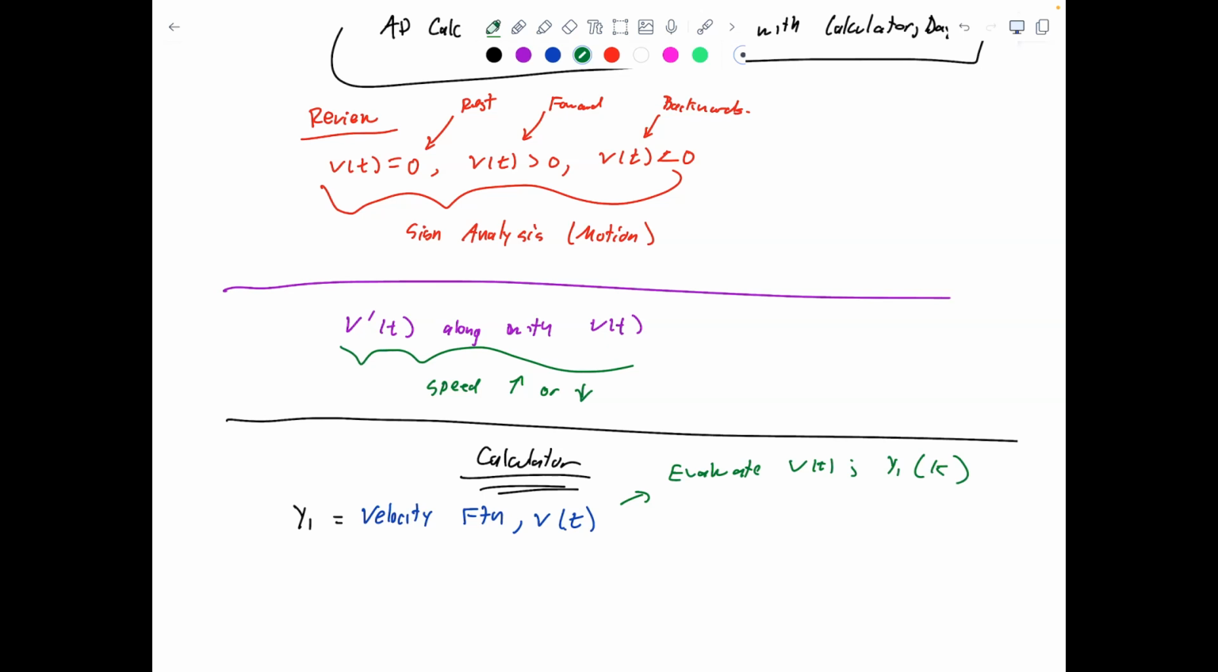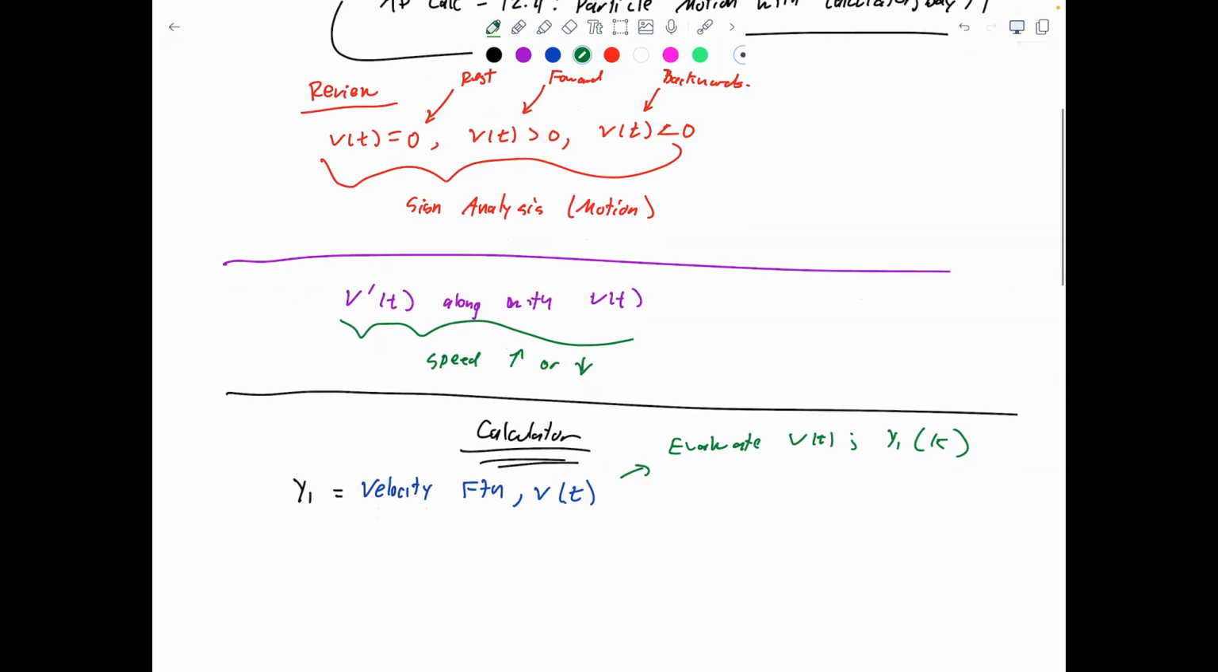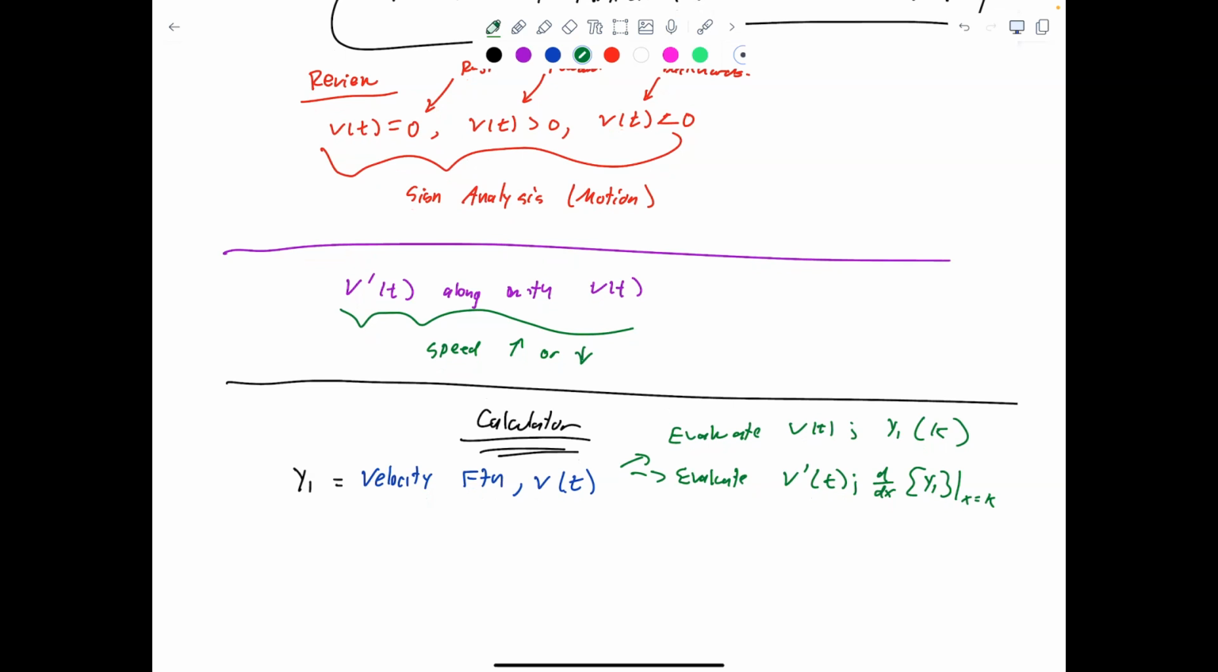VARS, y1, and then you put in like 2. What was the derivative at this point? We need to be able to evaluate v prime of t. This is where you're going to do d/dx of y1 evaluated at x equals k. This is where you use math 8. Remember when we used math 8, and then you can find the derivative at a point.